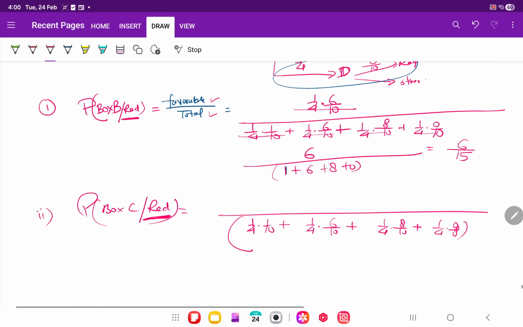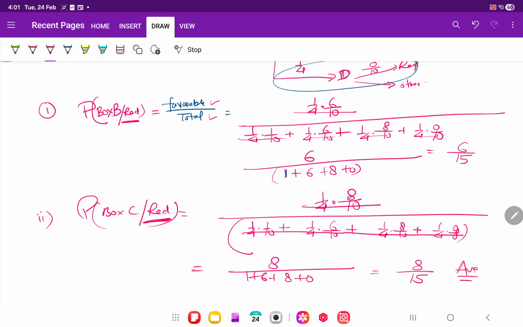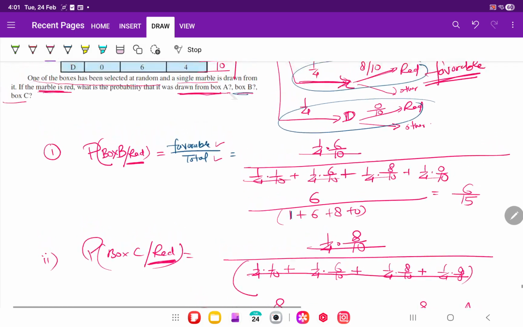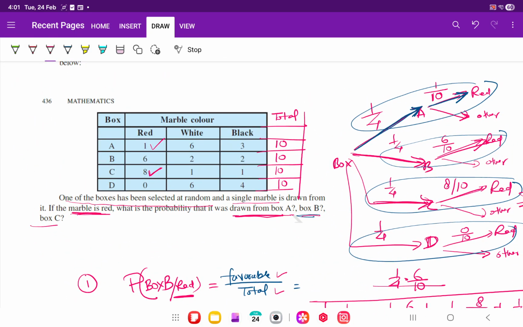So it will be 1 by 4 into 8 by 10. So 4 and 10 cancel. So it will be 8 by again 1 plus 6 plus 8 plus 0, which is 8 by 15. This is the final answer. So these three answers are done for the same question. Please read it again and try to solve it.